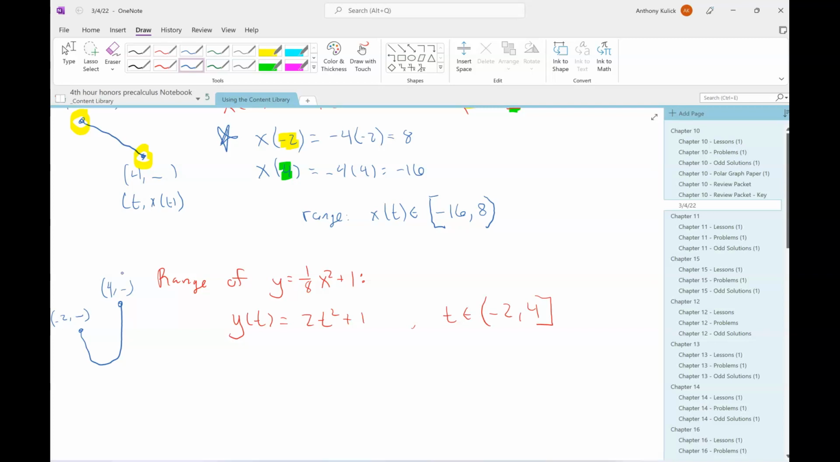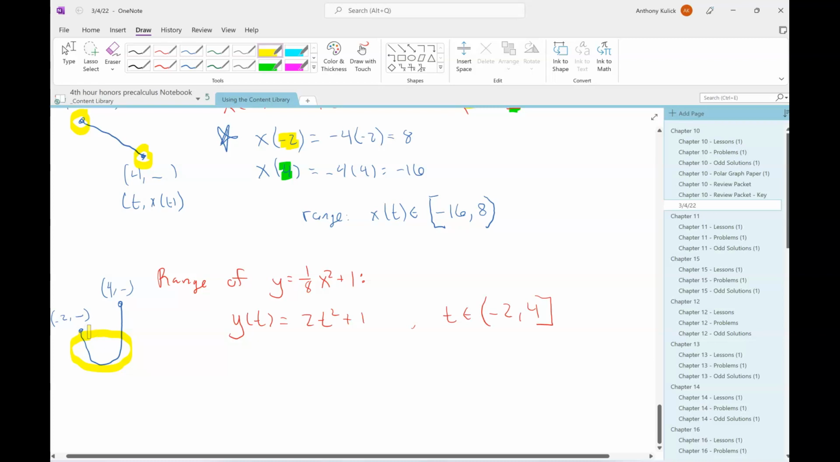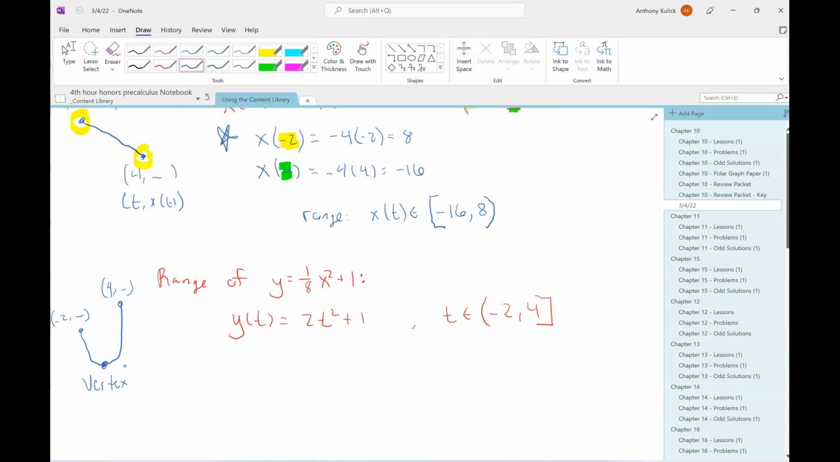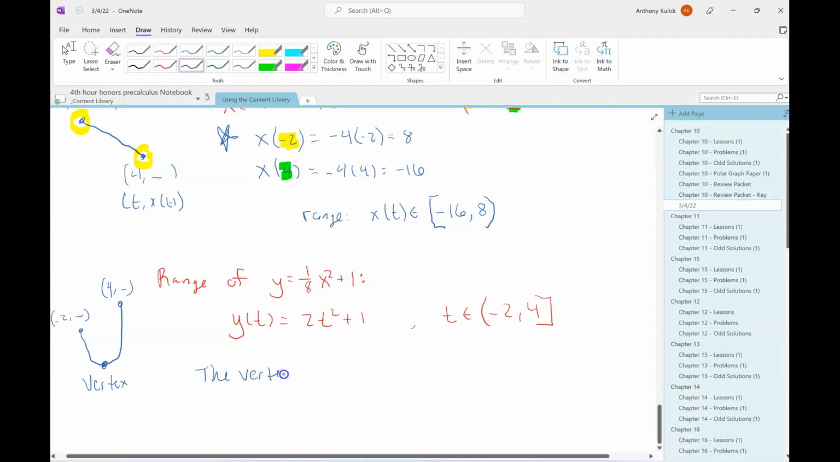But comparing just endpoint to endpoint, is that going to get me the range? No, because we would have missed all of these y-coordinates down here. Right? What other point on this do I need to worry about? The vertex. So in addition to looking at the two endpoints, I'm also going to need to consider the vertex. Who remembers how to find the vertex of a parabola? This again is something that we should remember.